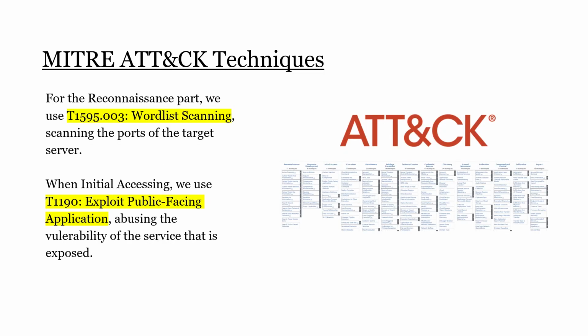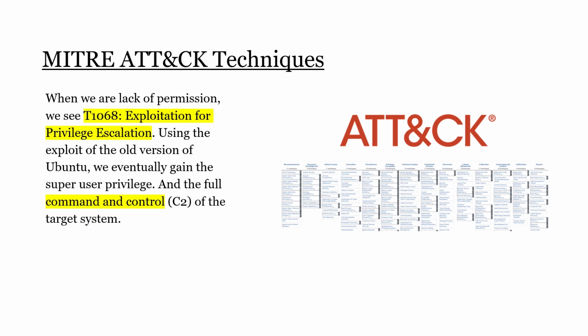Starting from this slide, we map our attack process to the MITRE ATT&CK framework. First, during the reconnaissance phase, we use T1595.003 wordlist scanning, which means scanning the target to collect information, such as open ports and running services. After that, when moving into initial access, we apply T1190, exploit public-facing application, where we take advantage of a vulnerable service that is exposed to the internet.